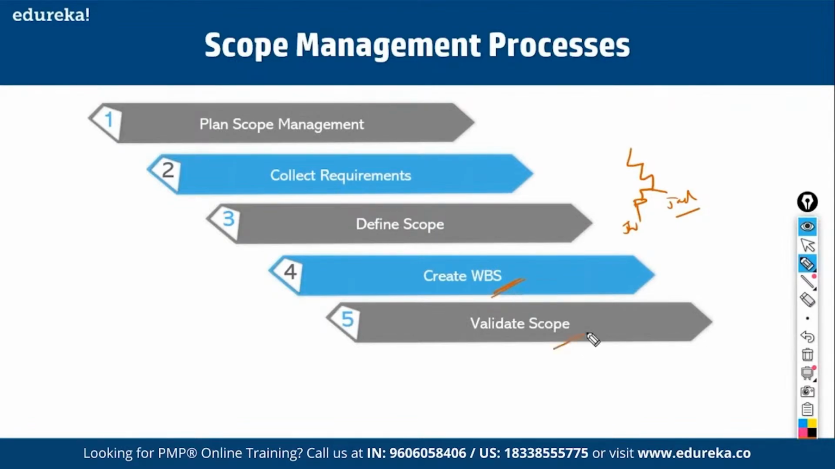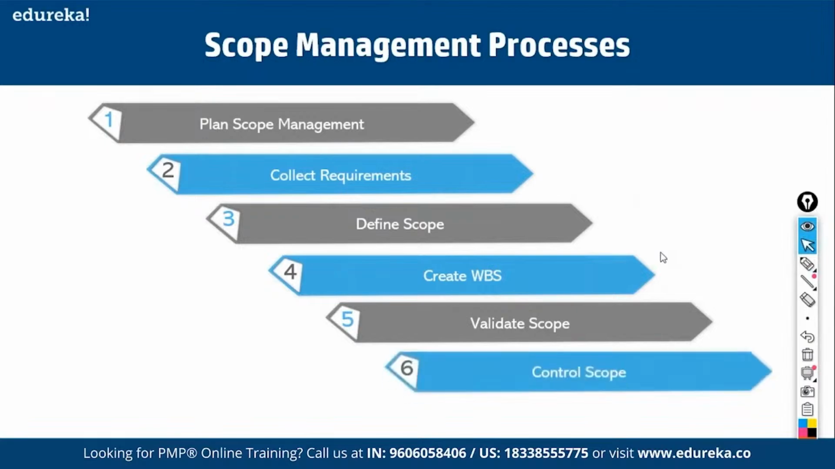Validate scope refers to getting the scope formally accepted by the customer. For example, if we are prototyping this pen, we have to get the prototype accepted by the stakeholders. That is called validate scope. And the last process is control scope. Control scope is a process of comparing what we plan to deliver with what we actually delivered. There could be variances. We'll see how to manage them. This is about scope management. Now let us analyze these processes in detail one by one.